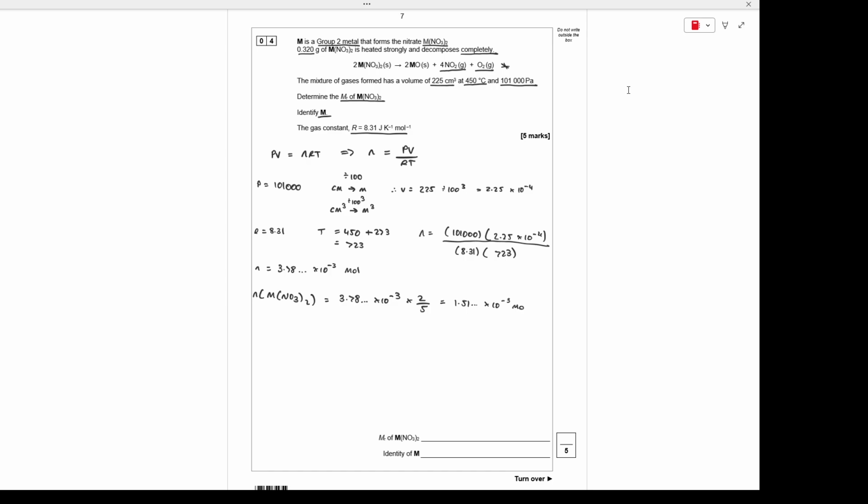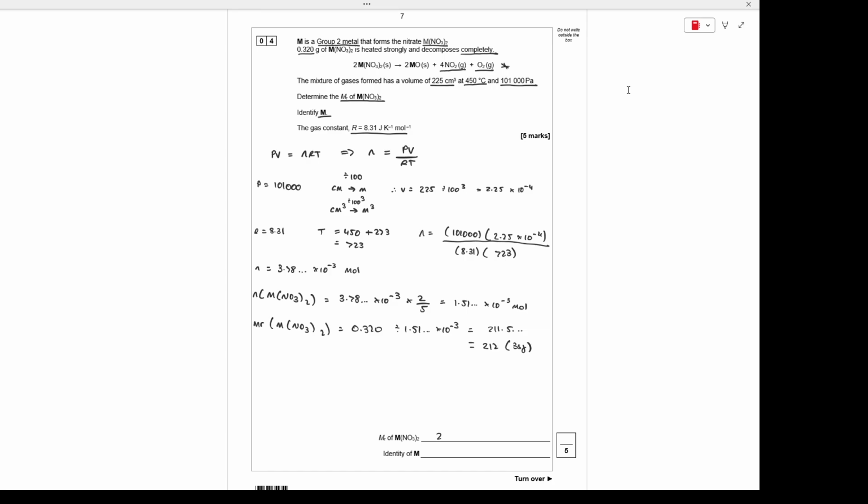And we want to find the MR of our nitrate, and we've already been given the mass that we've used to decompose. So we can find the MR by doing mass divided by moles. So the MR of our nitrate is going to equal 0.32 divided by 1.51 times 10 to the minus 3, which is equal to 211.5, which is equal to 212 to 3 significant figures. So that's one of our answers.